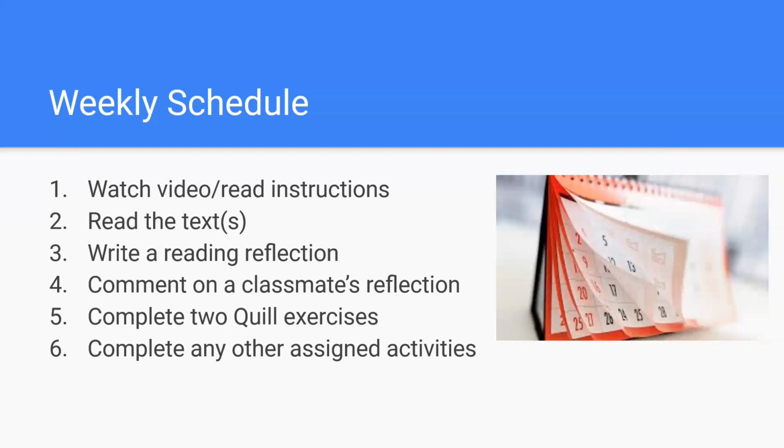Also, like I said before, complete 2 Quill exercises per week. And then there may be some other assigned activities, like for example, as we get closer to the essays, you may need to write and submit an outline for your essay. Or other weeks, you may be required to set up an appointment at the writing center and meet with a tutor. Not every week will have an additional activity, but just check and see to make sure you're completing everything.